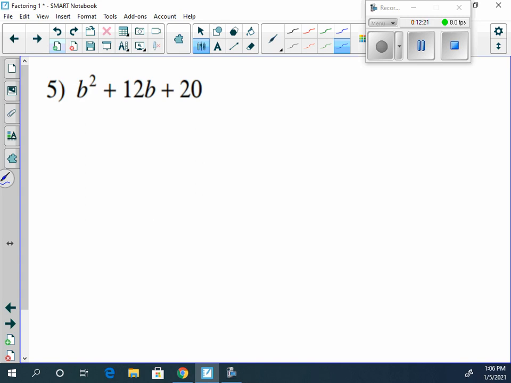So when we look at these three terms here, b squared, 12b, and 20, is there a greatest common factor between all three terms? Well, there is between 12 and 20, and there's one between b squared and 12b, but there's not one across all three. Since there's not one across all three, we move to step 2. And our second step was to write 2 sets of parentheses with 3 spaces. So hopefully most of this is coming back to y'all. Because we found the greatest common factor with step 1. Step 2 is to write our 2 sets of parentheses with 3 spaces.